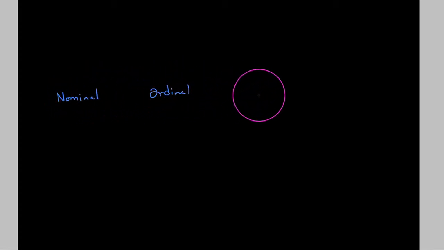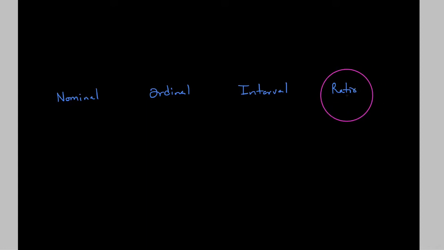In this video we're going to be discussing the four different levels of measurement when it comes to data in statistics. And those four levels of measurement are what we call, in this order too, nominal, ordinal, interval, and ratio levels of measurement.